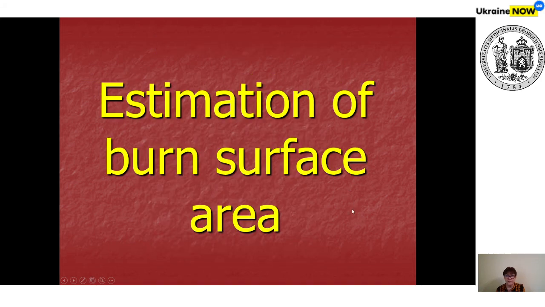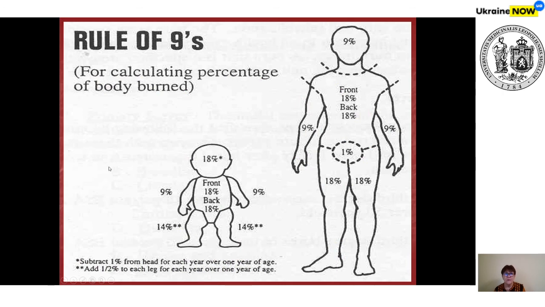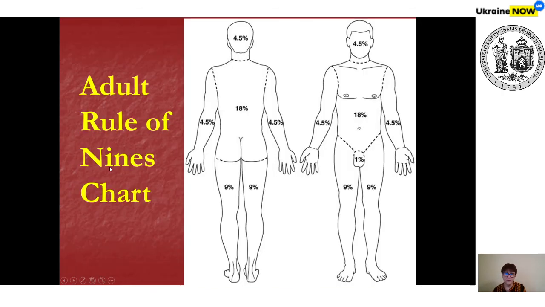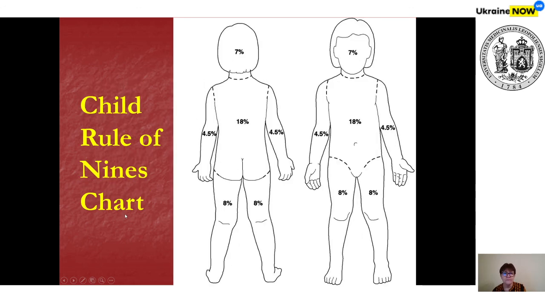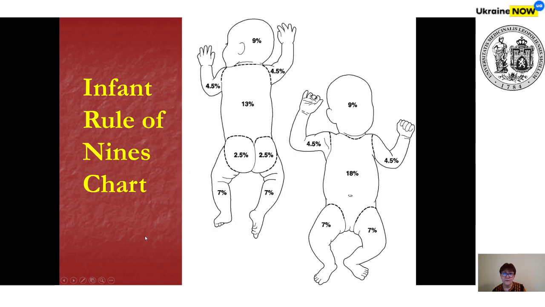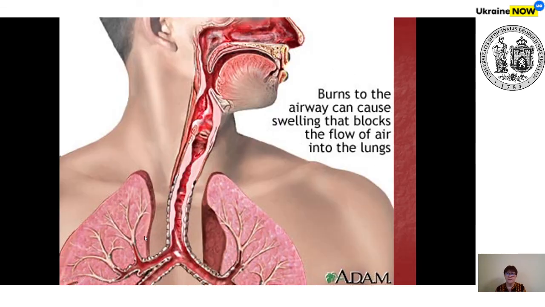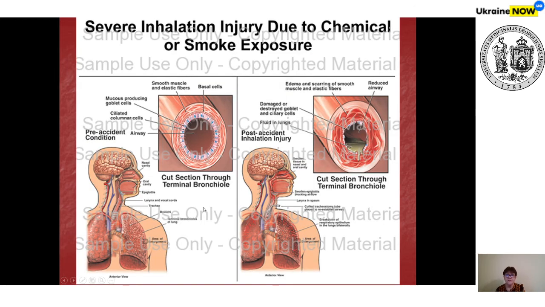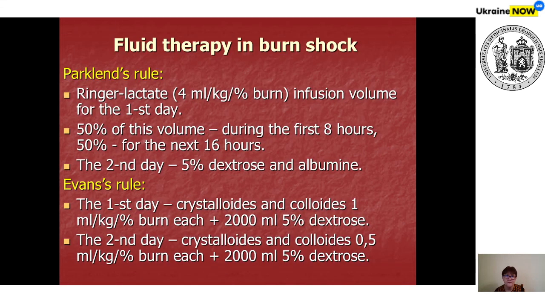Estimation of burn surface area. Mainly the rule of nines is used. This one is for adults; there are also charts for children and for infants. The patient can develop burns to the airway, which can cause swelling that blocks the flow of air into the lungs. Severe inhalation injury may be due to chemical or smoke exposure.